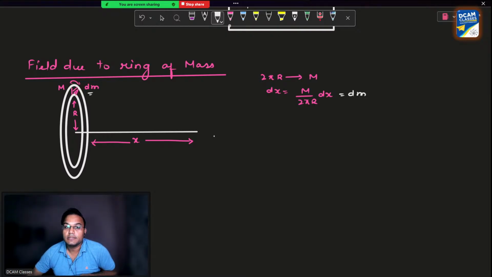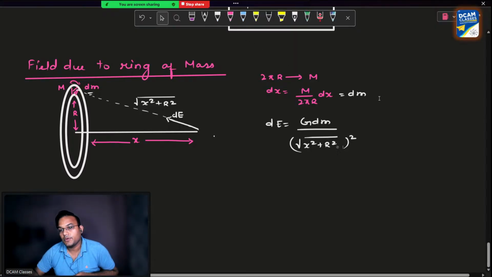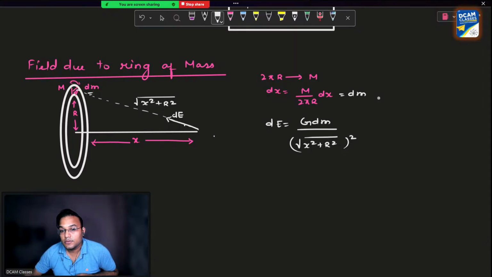This mass dm is at a distance of root over x square plus r square. Now, due to this, there will be field in this direction, dE. The dE value will be g dm by root over x square plus r square whole square. Correct? Yes, Diva? Yes, Tanishka? Yes, sir.